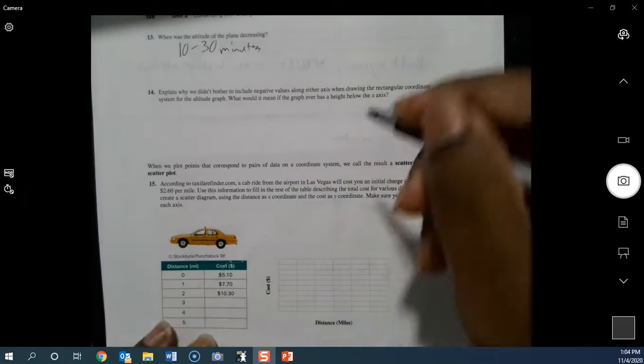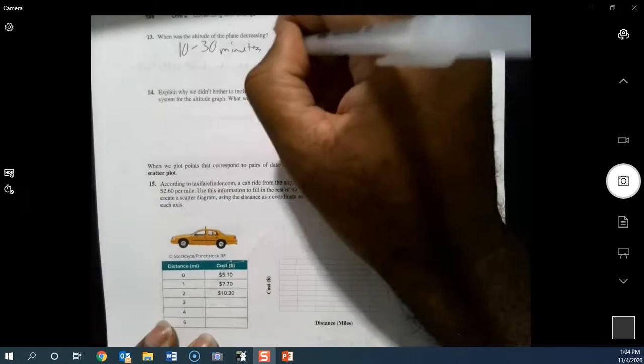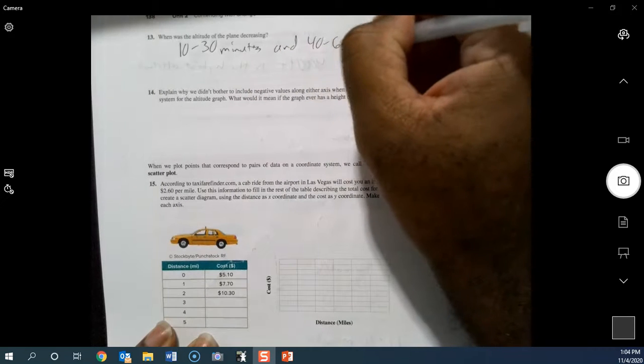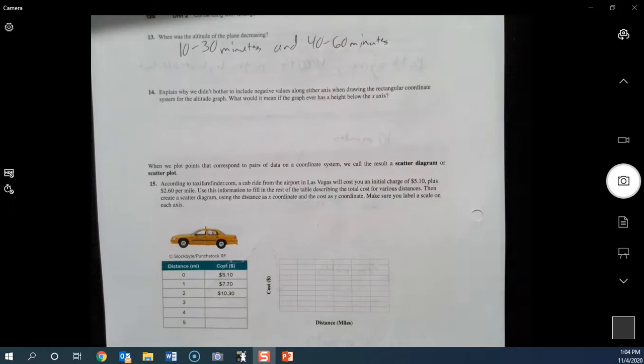Okay, so let me write that down. It's supposed to be 40 to 60 minutes. Now, number 14. It says, explain why we didn't bother to include negative values along either axis when drawing the rectangular coordinate system for the altitude graph. What would it mean if the graph ever has a height below the x-axis?